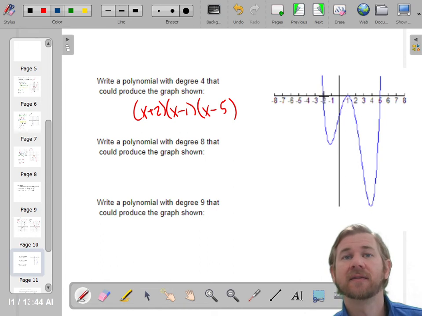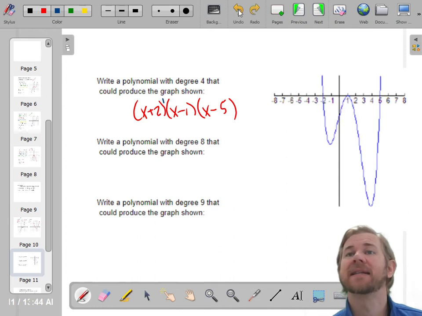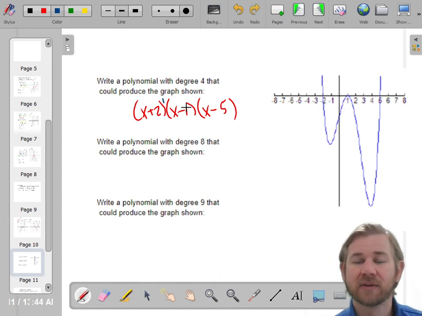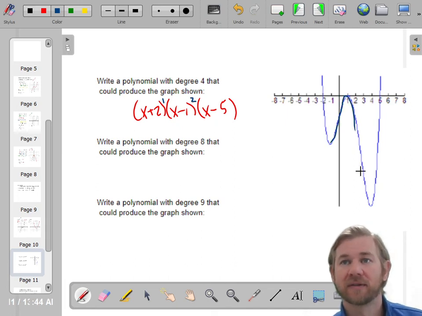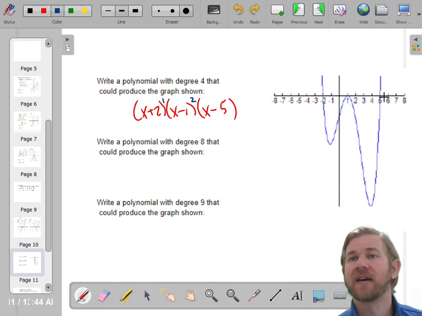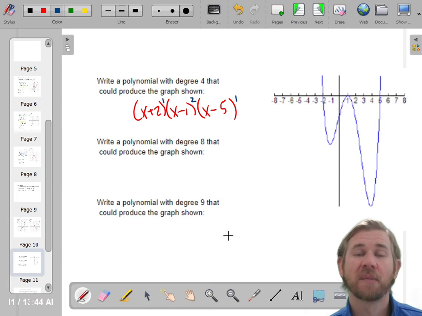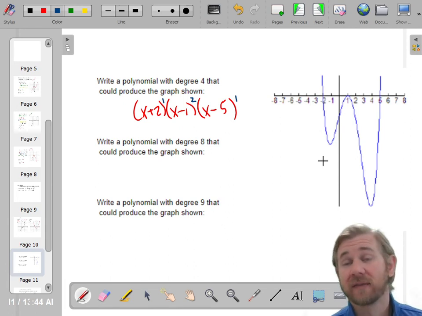So you can see at -2, that was odd, it passed through. But then at 1, it bounces off, which means I need this 0 to be an even degree multiplicity, so I'm going to make that a squared. And now what will happen is when I get to 1, since it's even, it'll bounce off. And then the last thing at 5, that's odd, so it'll pass through. So that is now a degree 4 polynomial that will bounce off, like I said.